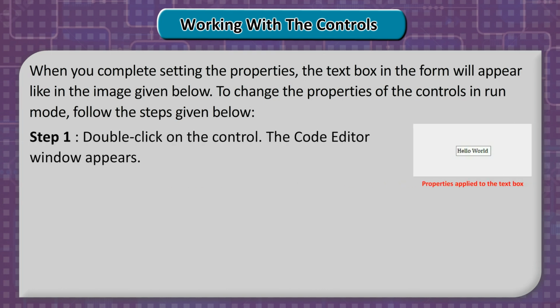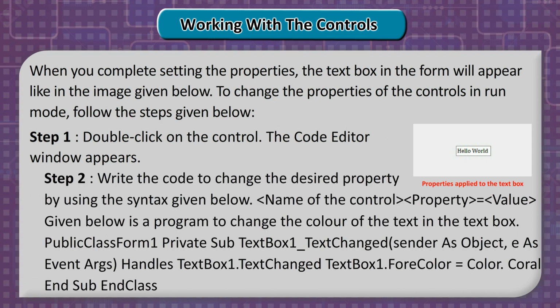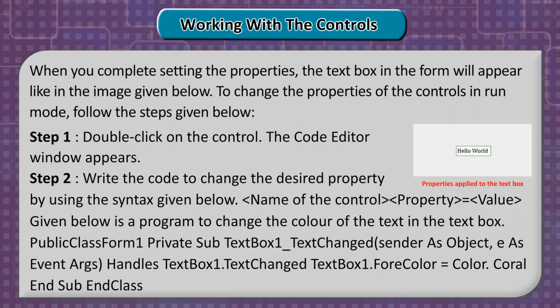Step 1. Double-click on the control. The code editor window appears. Step 2. Write the code to change the desired property by using the syntax given below: name of the control, property, value. Given below is a program to change the color of the text in the text box. Public Class Form1, Private Sub TextBox1_TextChanged(sender As Object, e As EventArgs) Handles TextBox1.TextChanged, TextBox1.ForeColor = Color.Coral, End Sub, End Class.